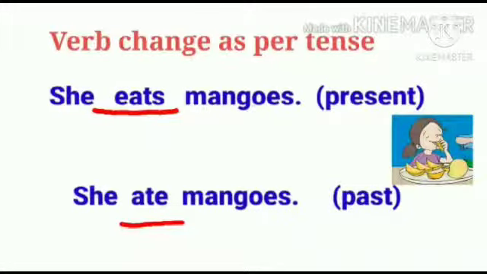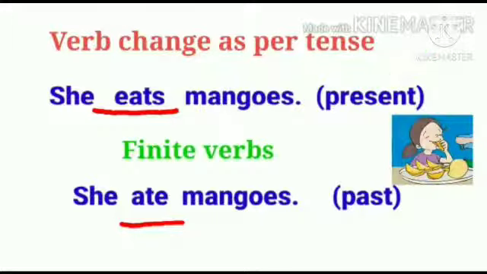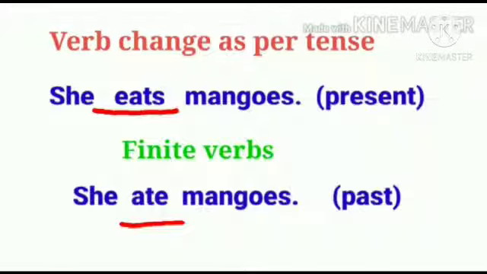Have a look at one more example. Here it is written, she eats mangoes. The sentence is in present tense. The second sentence, she ate mangoes. Now the sentence has changed to past tense. Therefore, you can see the changes in the verb. Eats became ate when there is a change in the sentence. That is why eats and ate are finite verbs.